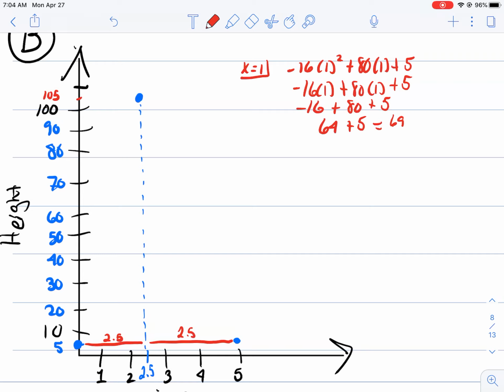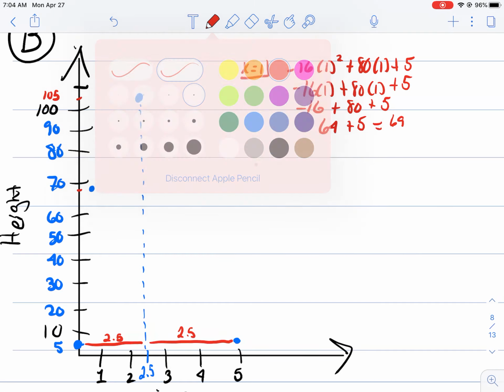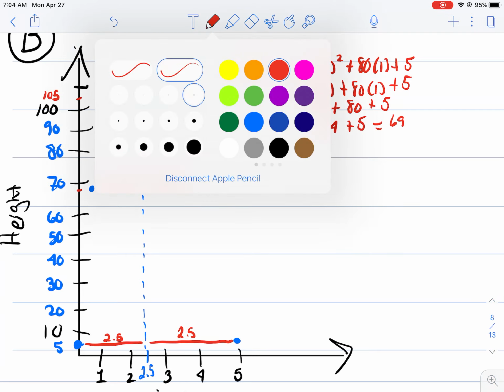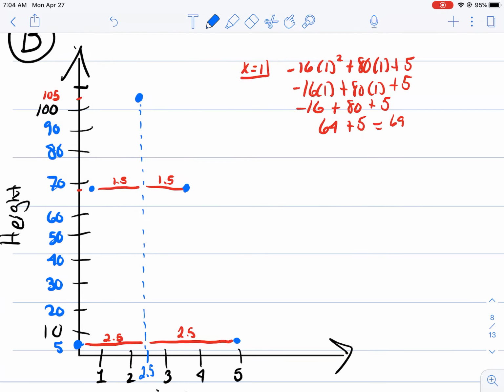So if I go up to 1, a little bit under 70, just a little bit under, I will get the next point, right here. Since that's 1.5 units away from the AOS, then I'm going to go 1.5 the other direction, be at 4, so it'll be at the point 4, 69 also.